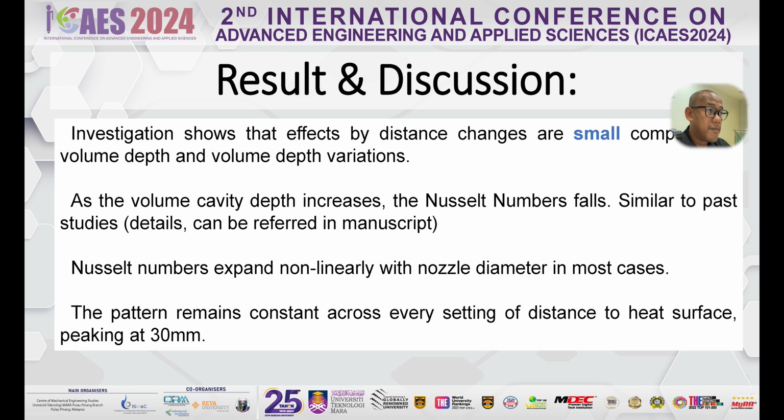For the trend that we found, it shows that the distance changes have small effects compared to the volume depth variations. As the volume cavity depth increases, the Nusselt number decreases, similar to past studies. The Nusselt number also increases, but non-linearly, with nozzle diameter in most cases. And finally, the pattern remains constant across every setting of distance to heat surface, where the optimum value is 30 mm.